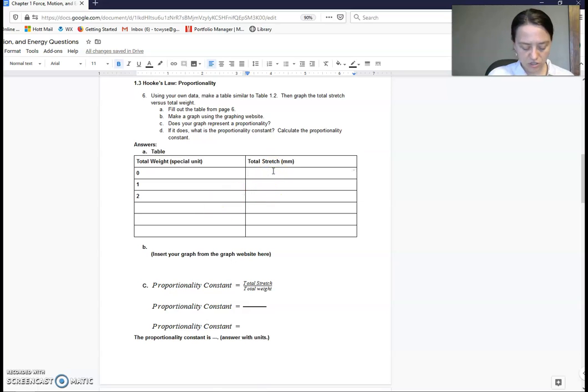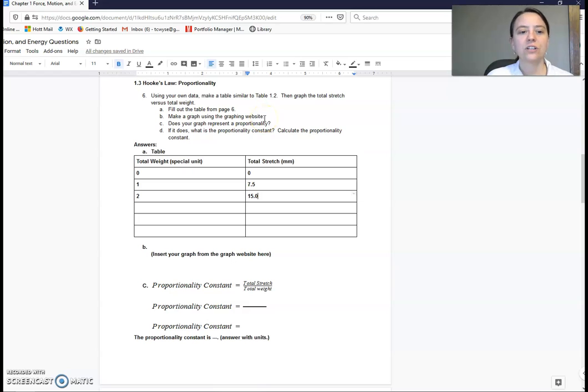And then the stretch at 0 is 0 millimeters. And at 1 special weight unit, it is 7.5 millimeters. And then at 2 special weight units, it's 15.0 millimeters. And then you'll have to fill in the rest.